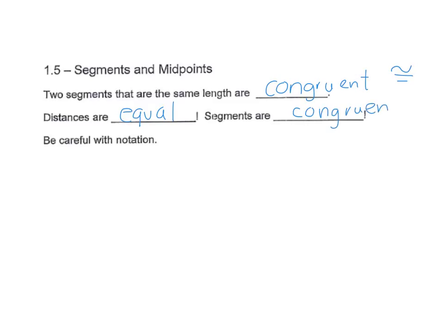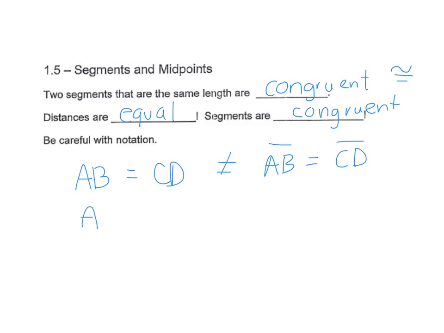So watch. You say AB, with nothing on top of it, so this means the distance between A and B. You can say the distance between A and B is equal to CD. That's how you read that. But you could not say the segment AB is equal to the segment CD. Segments are not equal. Segments are congruent.